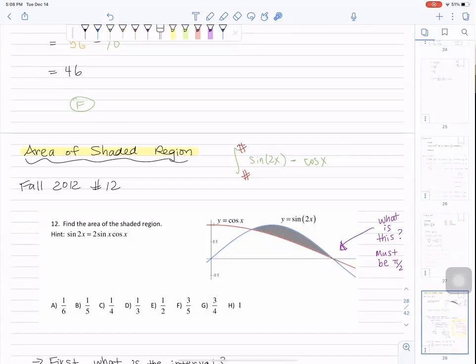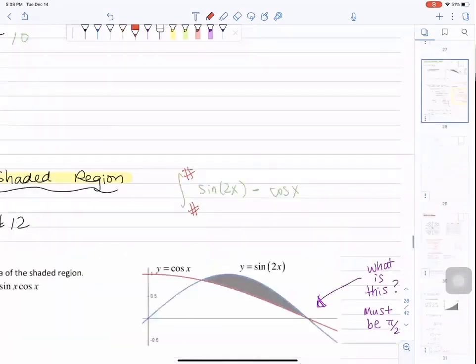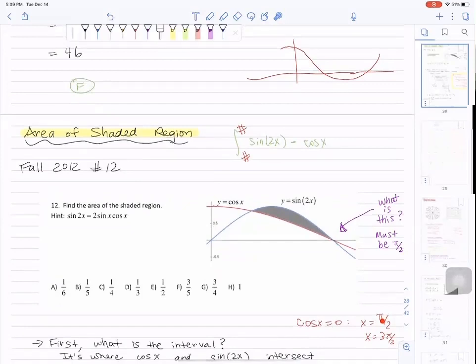The only other point where cosine of x equals 0 is when x is pi over 2 or x is 3 pi over 2. But that would mean that, if this was your graph of cosine like this, 3 pi over 2 would be over here. We don't have the rest of that graph. Where is the first point where cosine x is 0? That's when x is pi over 2. So this point here, we know the number must be pi over 2.